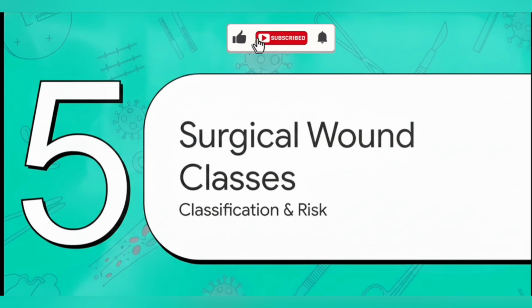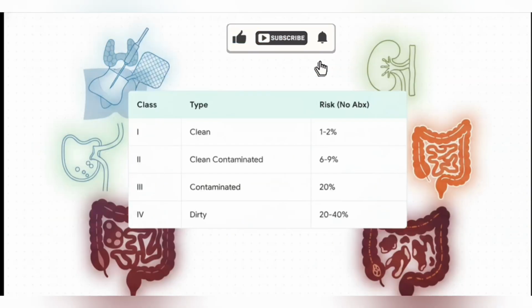Next up, Section 5, the classification of surgical wounds. This is a guaranteed Viva question. Let's walk through this matrix. Class I is a clean wound, like a standard thyroid or hernia surgery. The SSI risk is super low, barely 1 to 2%. Prophylactic antibiotics usually have no role here unless you're replacing a foreign body, like an implant.